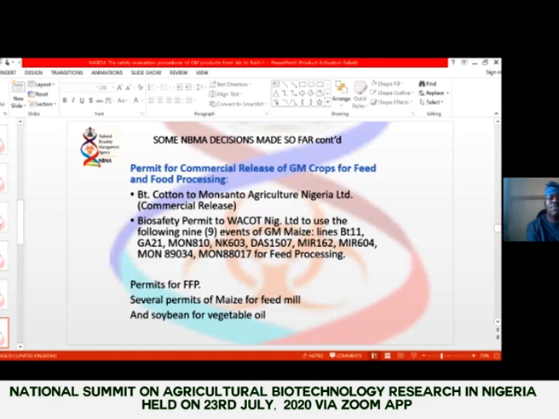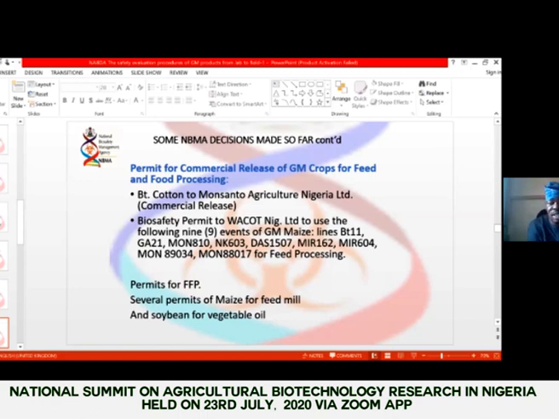We also permit commercial release. So far, we have granted approval for 2 products, which are the Bt genetically modified cotton for insect resistance, and another permit granted for the use of the following events: maize in rain. We have also granted another for genetically modified cowpea, which is also for insect resistance.